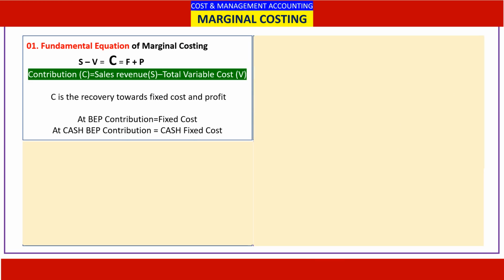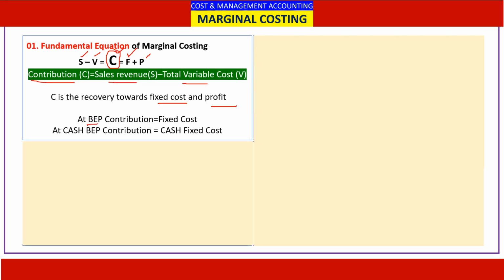Marginal costing uses basically 3 equations. The first equation is the equation of contribution. Contribution is nothing but sales minus variable cost. Sales revenue minus variable cost. Now this contribution is used for what purpose? It is used for recovery of fixed cost and profit. In which order? First it covers the fixed cost. After covering the fixed cost, then it leads to profit. This we have to clearly understand.